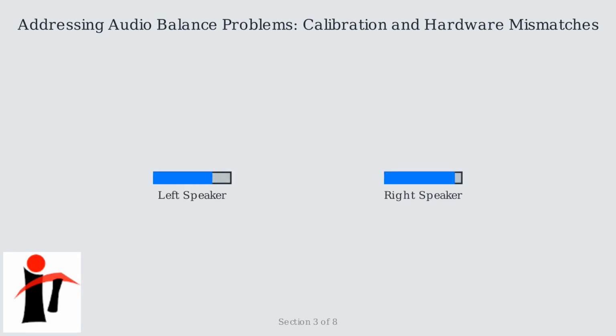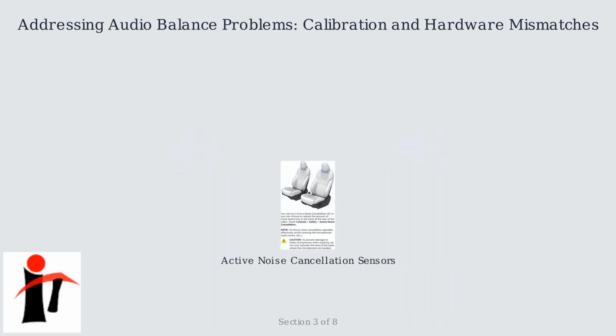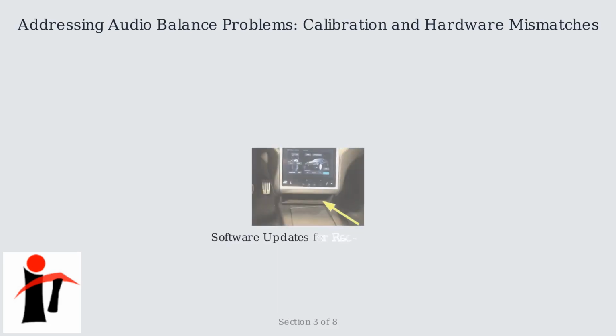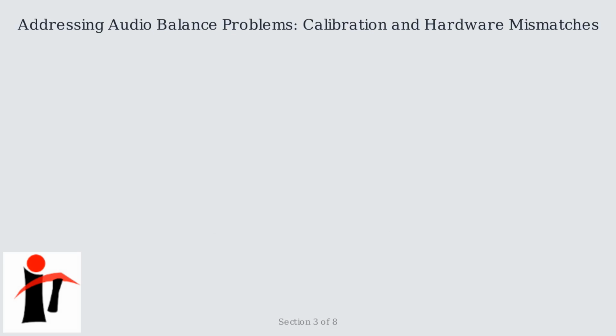Uneven volume between left and right speakers indicates balance problems. This can stem from calibration errors or hardware mismatches. Tesla's active noise cancellation system can exacerbate imbalances if its sensors fail. Tesla has released software updates that recalibrate the audio system to address these issues.